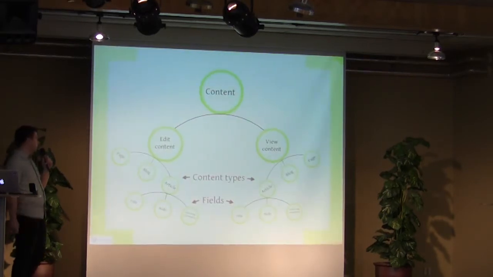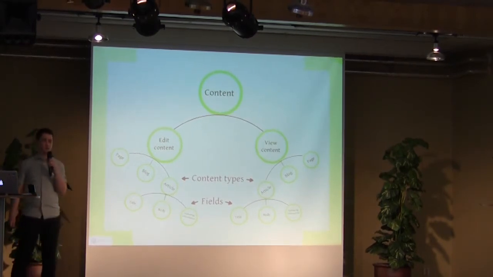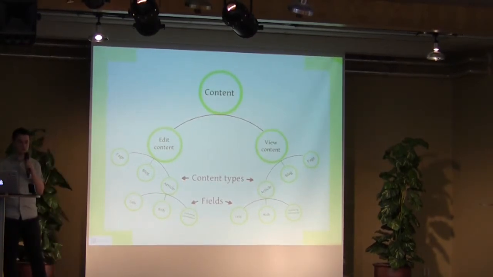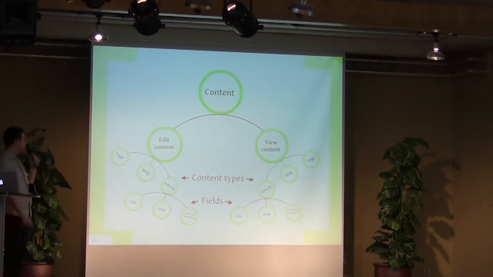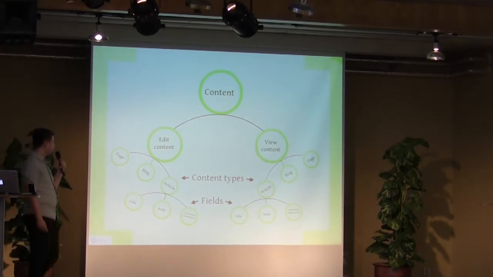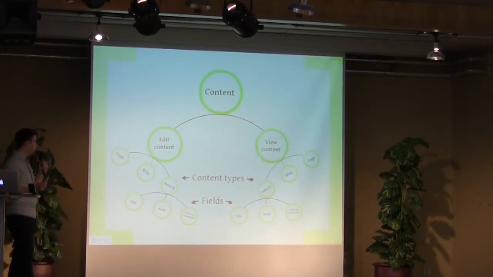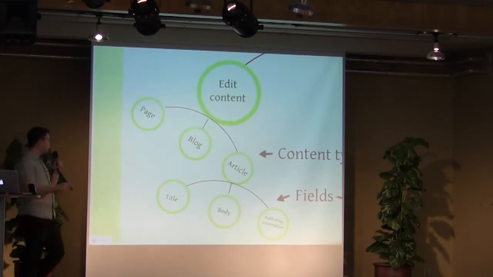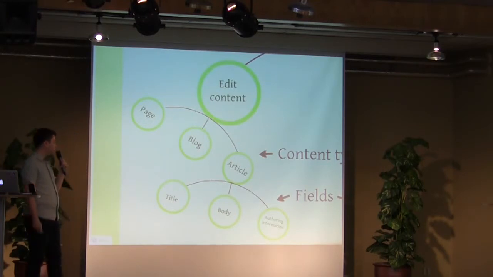This is an example about permissions around content. It's really simplified. It's not complete, of course. It's just showing the possibilities for you. And what you see is two main branches: edit content and view content. And if you go further down, you can see the content types in that level. In this example, page, blog, and article. It's actually the same with the edit and the view content. And if you go even further down, you can see the fields under the certain content type.